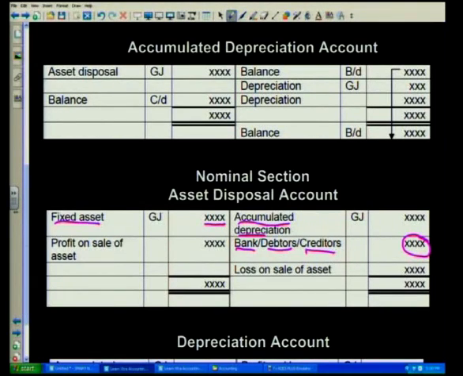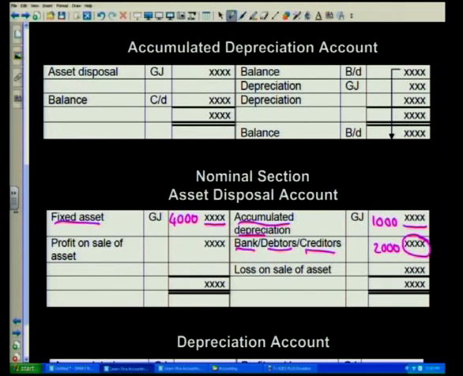So to check that, what you will do is you will take the cost price of your asset, which is this number here, and subtract the accumulated depreciation on your asset, which is this number here. That answer you will then compare to the number that I've circled here, and you'll determine whether you've made a profit or whether you have made a loss. Let me just put in some numbers here as a simple example. Let's say that the cost price of the asset was 4,000 Rand, and the accumulated depreciation was 1,000 Rand, but we have sold it for 2,000 Rand.